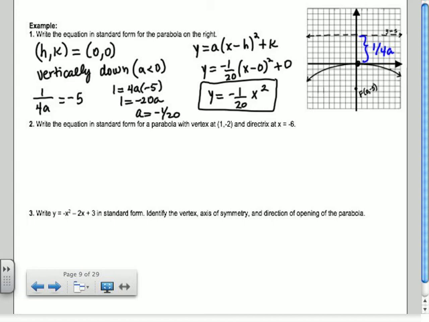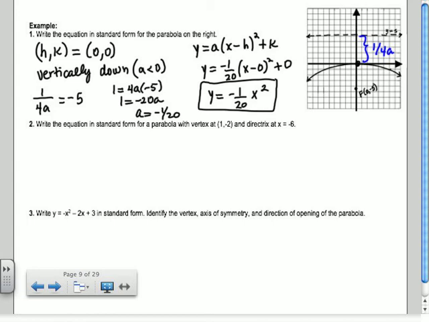Why is there h? Because the vertex was hk, 0, 0. So if I didn't make the 5 negative in the first place? Yeah, that's fine. You would just know a is negative because it's going downwards. So you need a negative x squared, right, downwards. All right, the next one.